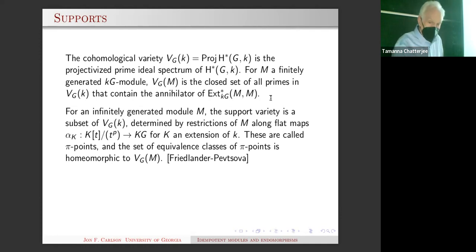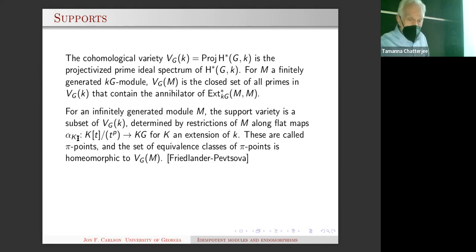In the context that I'm working with today, the way to think about some of these things is through something called pi points. This was a notion that Eric Friedlander and Julia Pevtsova came up with a few years ago, sort of extending results that I and several others had worked on to general finite group schemes, but this actually works pretty well. So first of all, what is a pi point?